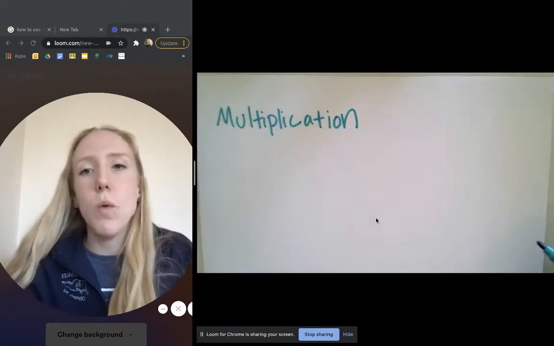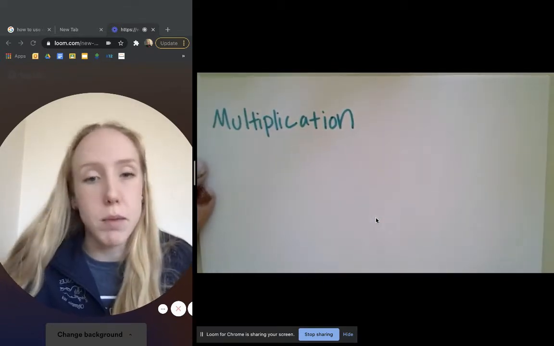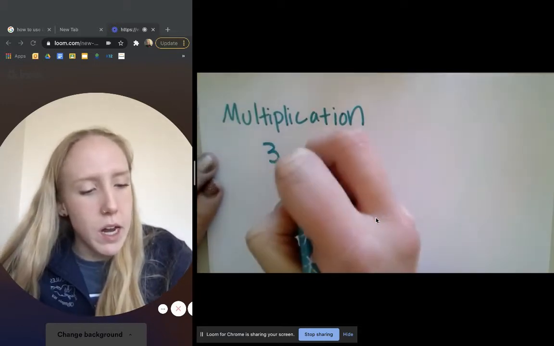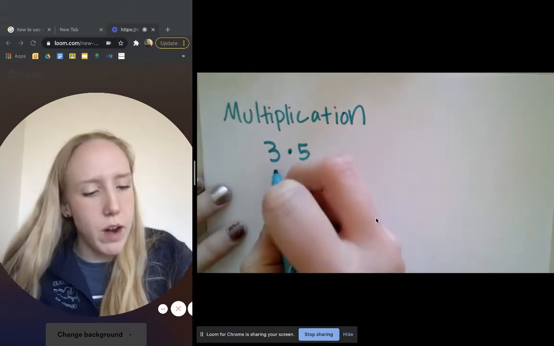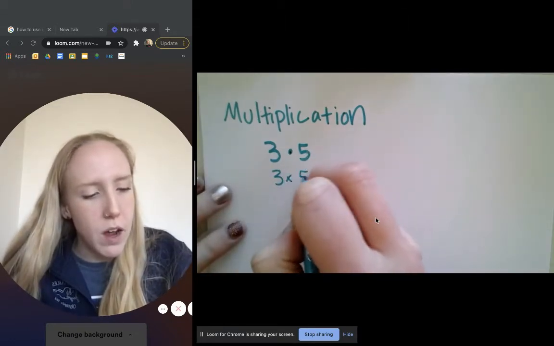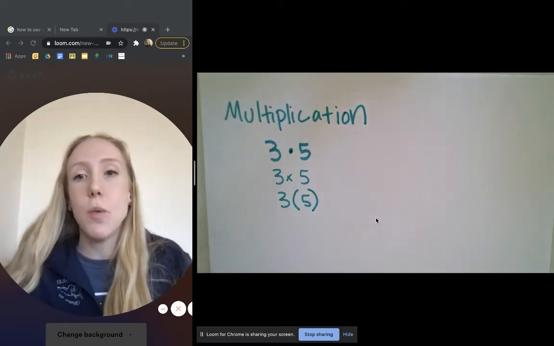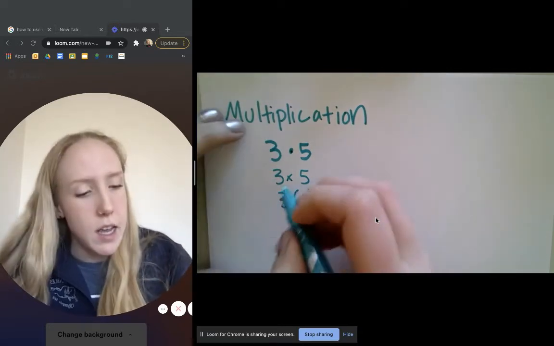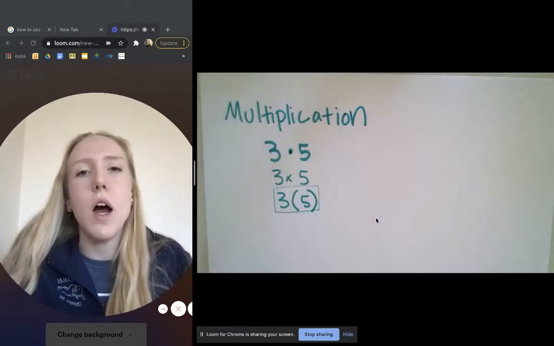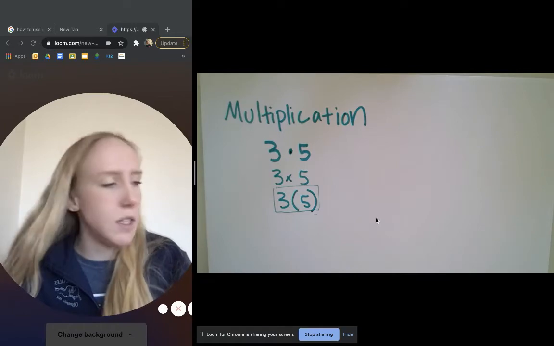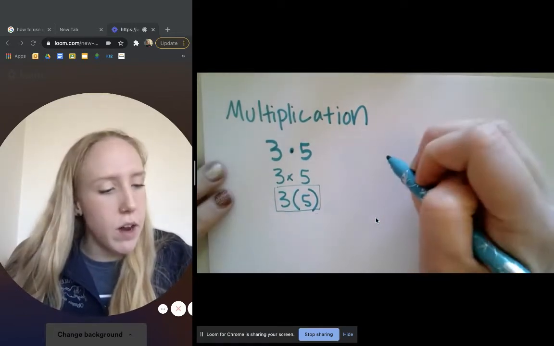Okay. So with multiplication, let's look at a really basic problem. If we have 3 times 5, there's a couple ways we could write that. Remember, we could write it as 3 times 5 or 3 smushed right next to 5 with parentheses. The way that you're going to see it the most often is like this. So 3 times 5, what that really means is 3 5s.